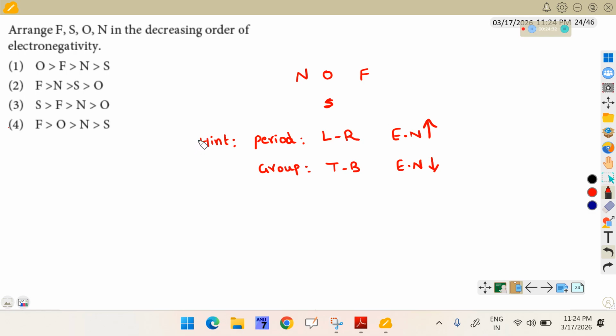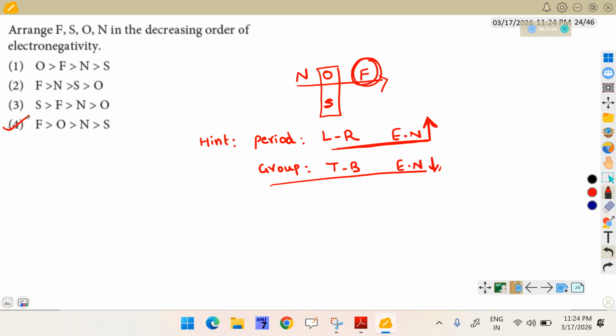Arrange fluorine, sulfur, oxygen, nitrogen in the decreasing order of electronegativity. We know that nitrogen, oxygen, fluorine are period elements, and oxygen, sulfur are group elements. Across periods, left to right, electronegativity increases. In groups, top to bottom, electronegativity decreases. Based on that, fluorine's electronegativity value is more. Fourth option.